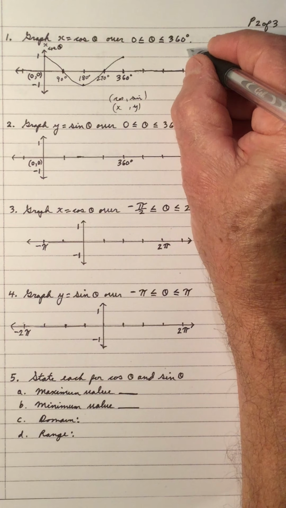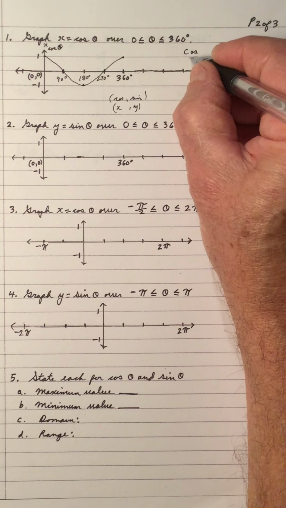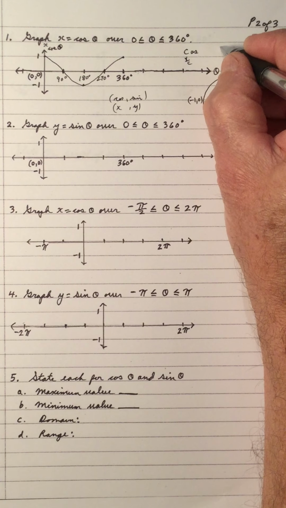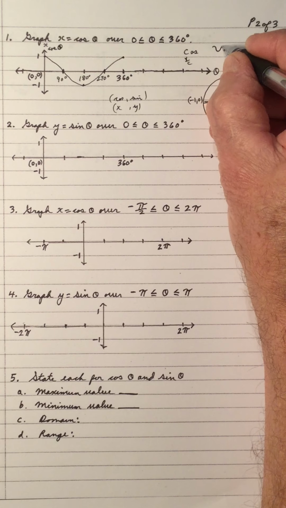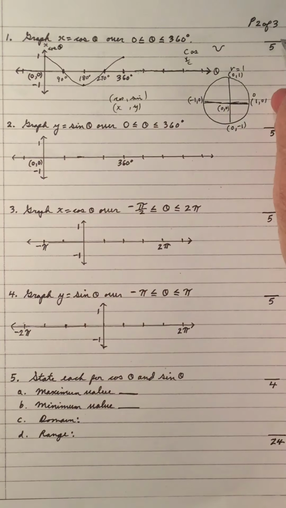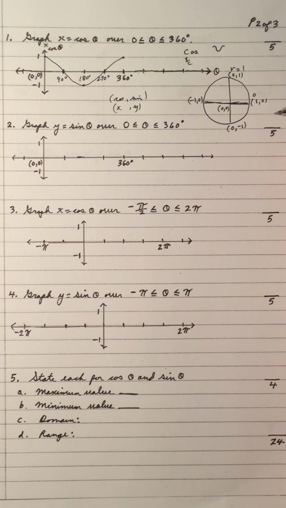And notice the cos begins with a C, so this graph is a sideways C. It's like this, a sideways C. And if you got each of those done right, give yourself 5 marks.